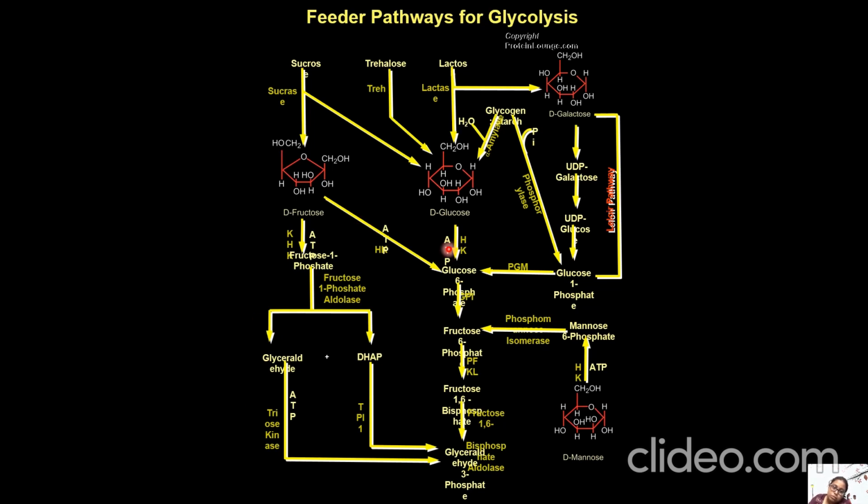And so this is trehalose here. This is glucose. Lactose can come via lactase to glucose. Trehalose can also come. Sucrose can also come as sucrose to fructose. Fructose will directly come to glucose 6-phosphate. These are basically the various ways the feeder pathways for glycolysis work.